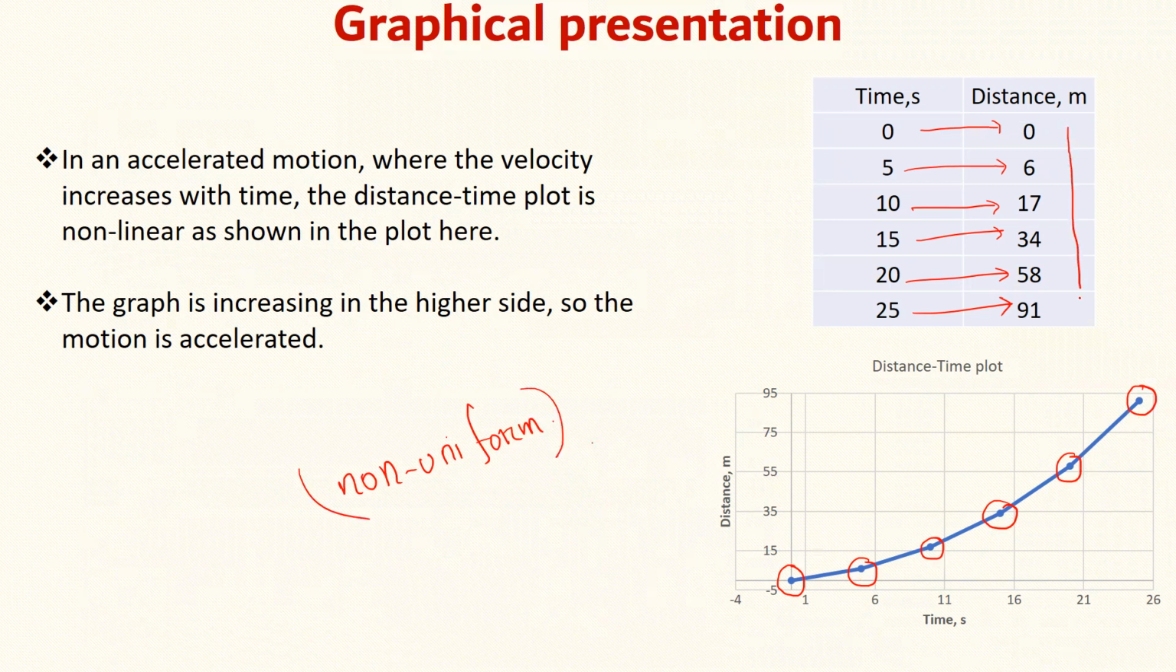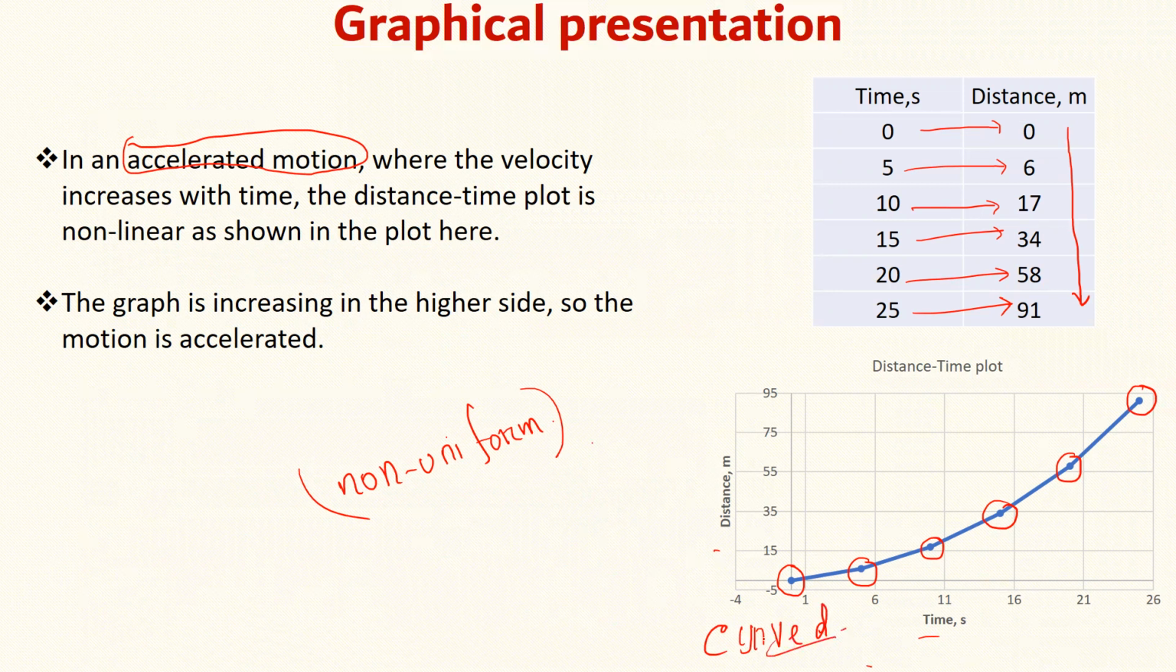Distance is increasing with time, so velocity is increasing. So velocity is increasing with time, that means such motions are accelerated. In accelerated motion, the distance time plot is not a straight line. In accelerated motion, the distance time plot will be curved, not a straight line but curved.